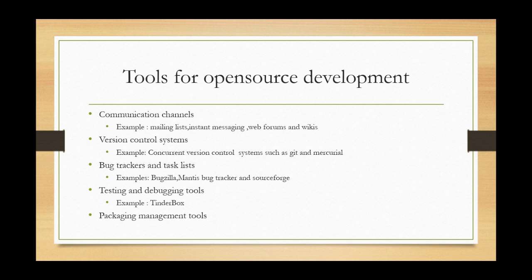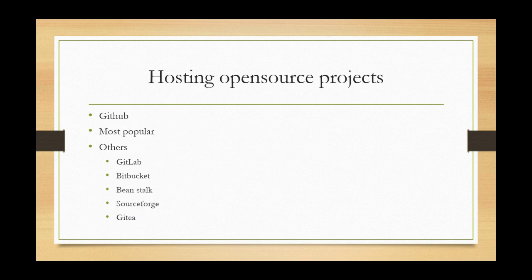The last tool that we need while we are doing open source development is package management. A package management system is a collection of tools that automate the process of installing, upgrading, configuring and removing software packages from a computer. For example, we have what we call Red Hat Package Manager. It is an important tool for packaging of open source software. Let's move on now.